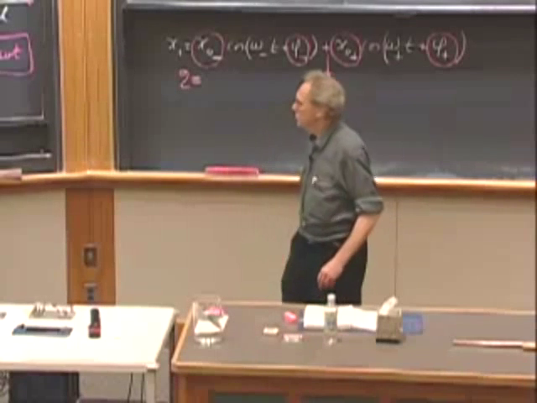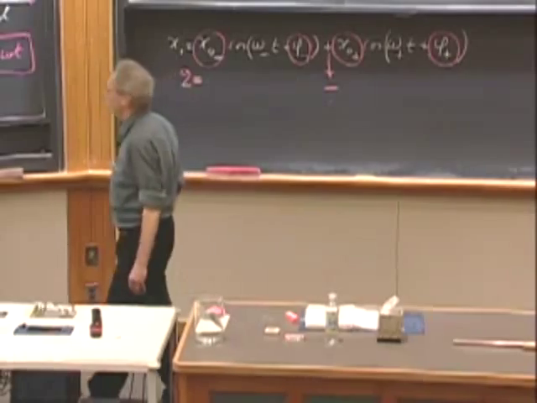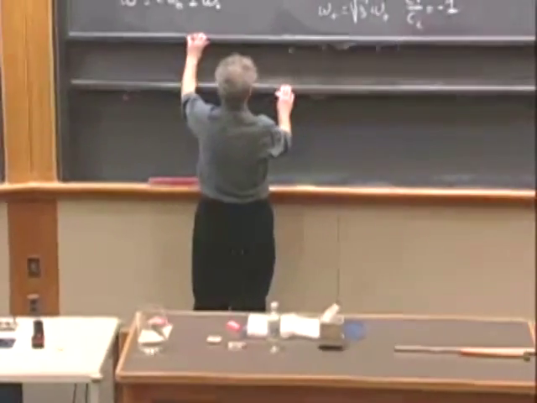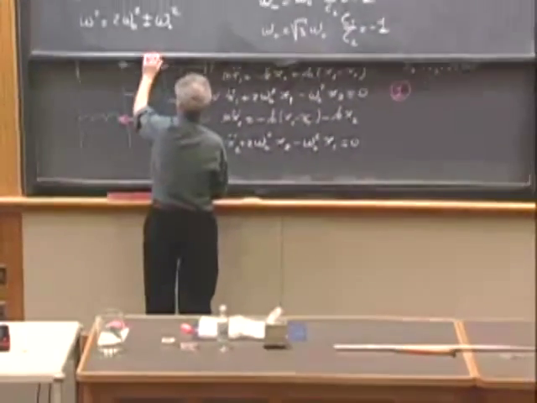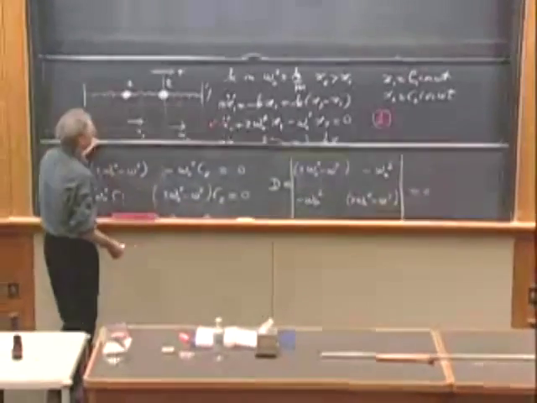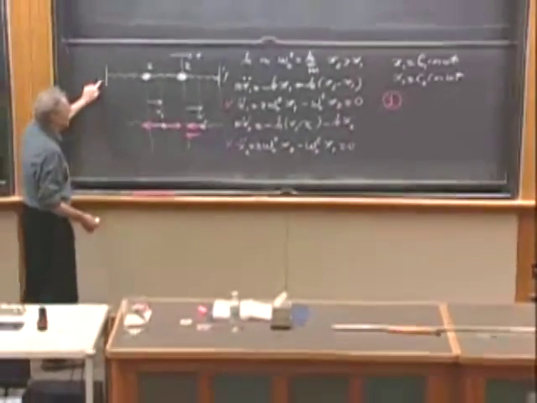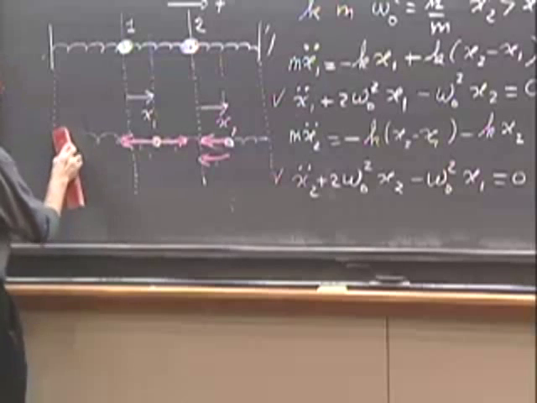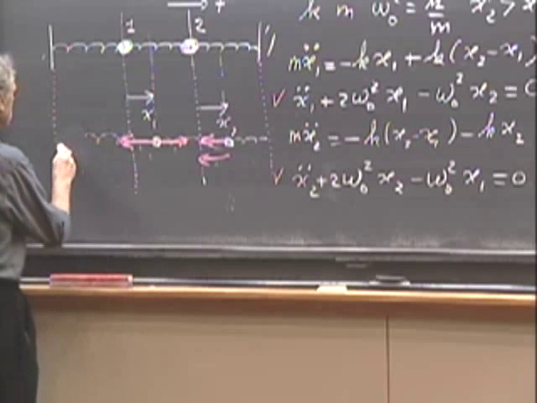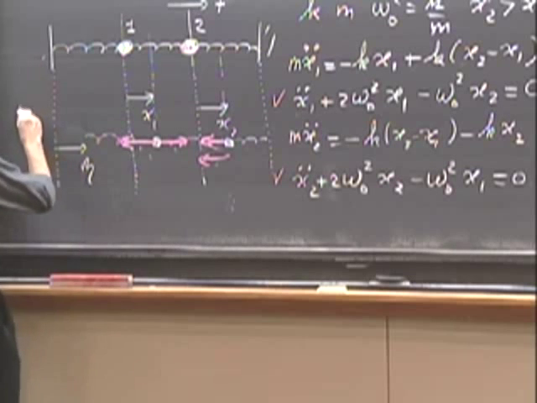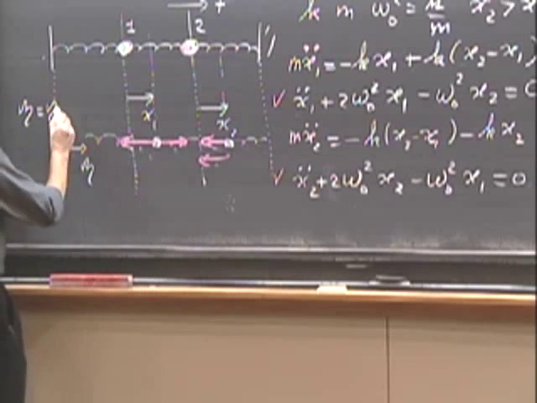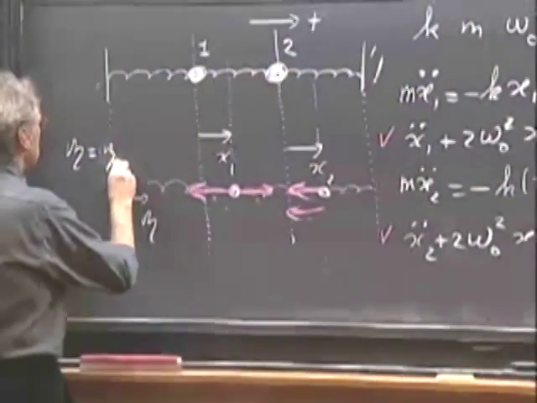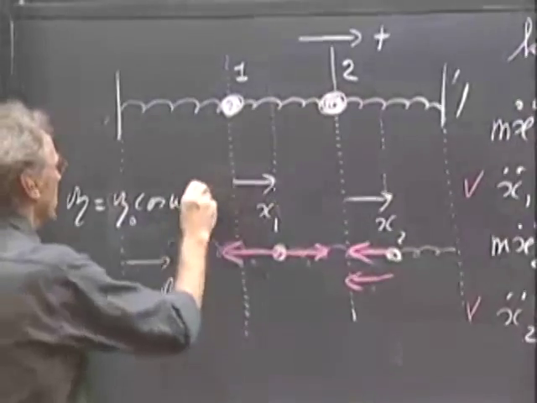So now we're going to derive the driven system. So now we go back to where we were, and I'm going to drive this end. And I'm going to drive this end with my hand. This is eta, and eta equals eta 0 times cosine omega t.